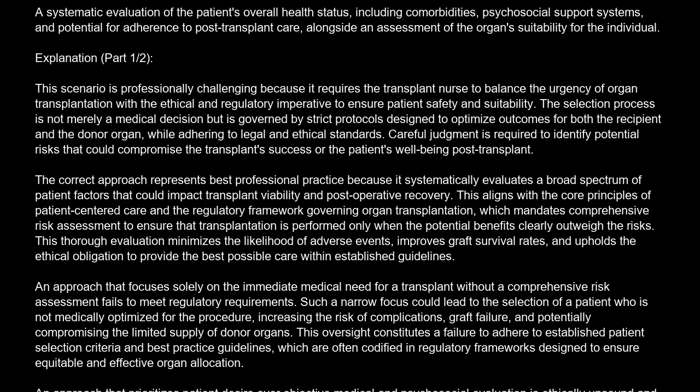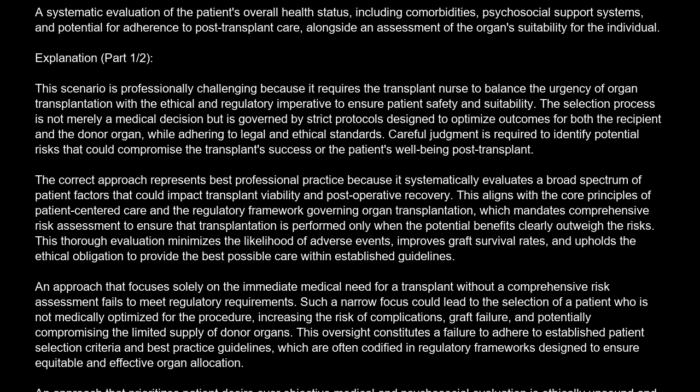The correct approach represents best professional practice because it systematically evaluates a broad spectrum of patient factors that could impact transplant viability and post-operative recovery. This aligns with the core principles of patient-centered care and the regulatory framework governing organ transplantation, which mandates comprehensive risk assessment to ensure that transplantation is performed only when the potential benefits clearly outweigh the risks. This thorough evaluation minimizes the likelihood of adverse events, improves graft survival rates, and upholds the ethical obligation to provide the best possible care within established guidelines.